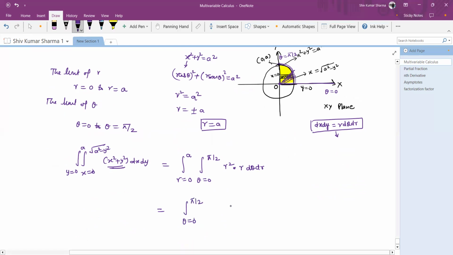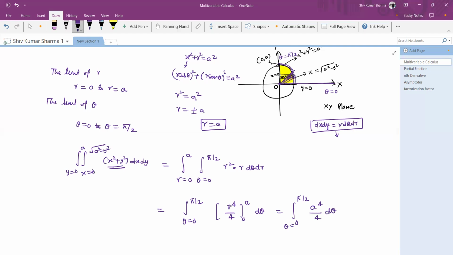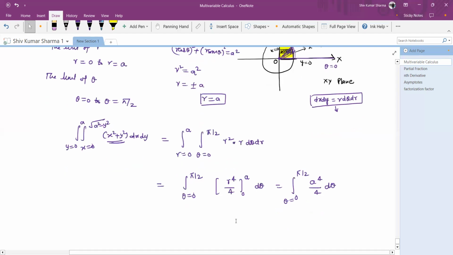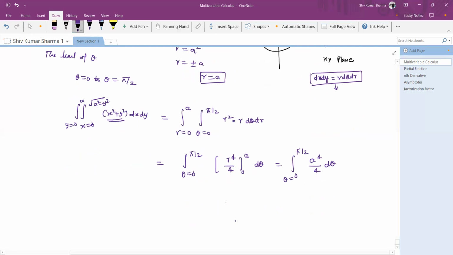We take θ limits as 0 to π by 2 when we integrate with respect to r. So here r squared into r means r cubed. What is the integration of r cubed? It is r to the 4 upon 4, with limit 0 to a, and here we write dθ, with θ from 0 to π by 2. This gives us a to the 4 upon 4 dθ. So a to the 4 upon 4 is purely constant, we take it outside of the integral.